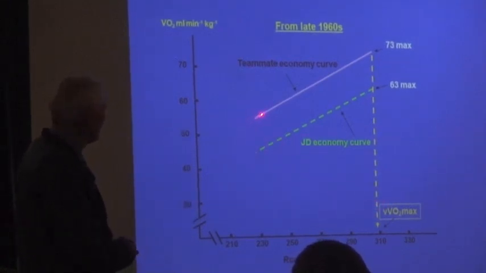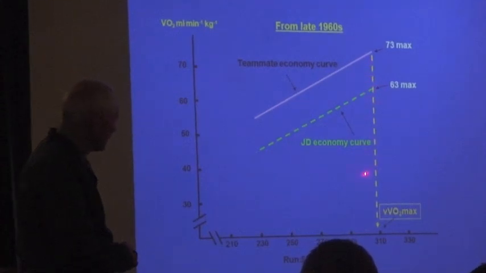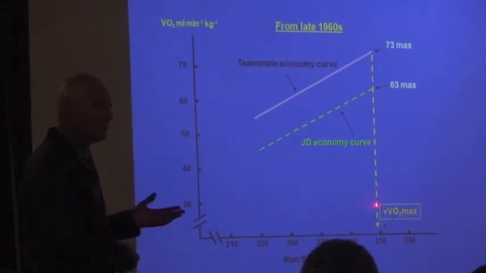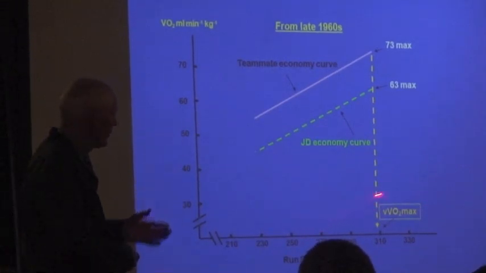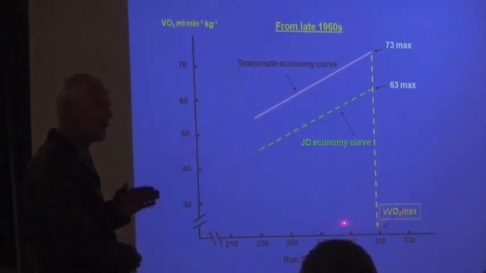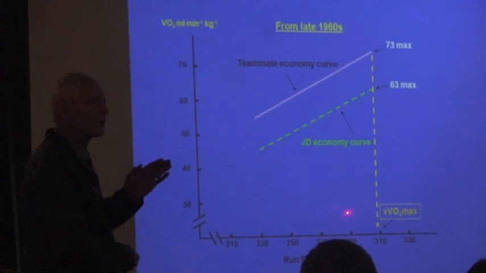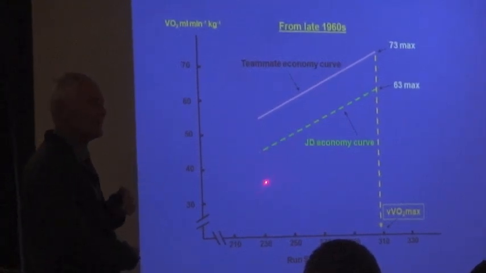So if you extrapolate his economy curve to his max, and extrapolate my economy curve to my max, and drop a vertical line down to the speed, you get what's called vVO2 max. I termed that thing, by the way. It's used all over the world now. It means velocity at VO2 max. So what speed of running are you running at when you're running at your max based on your economy?